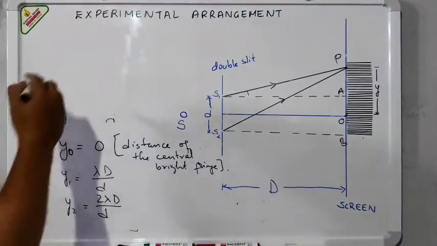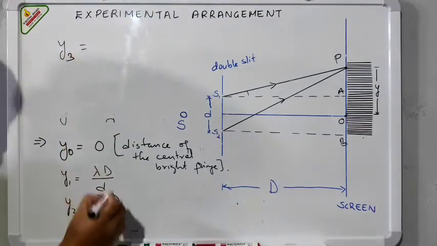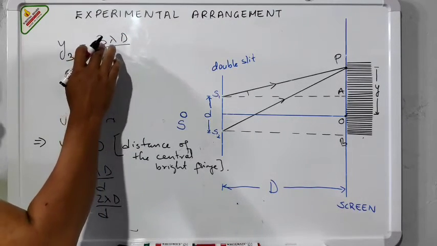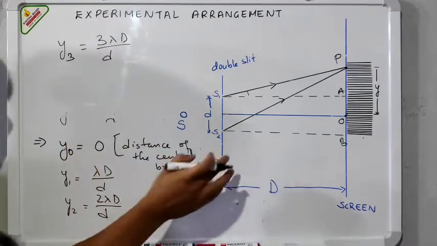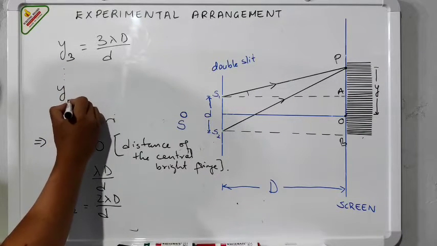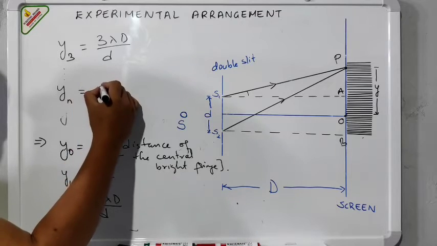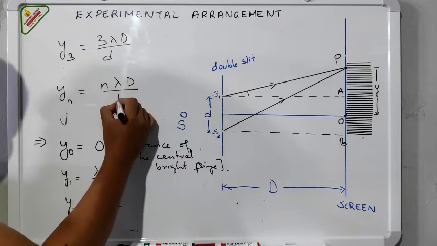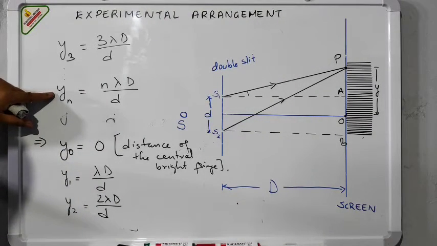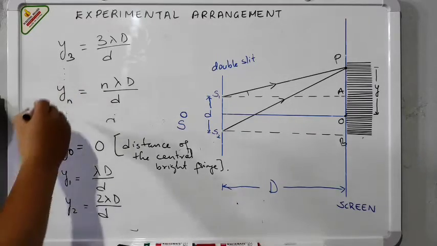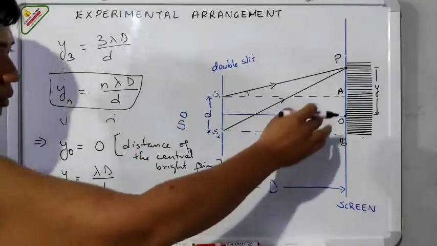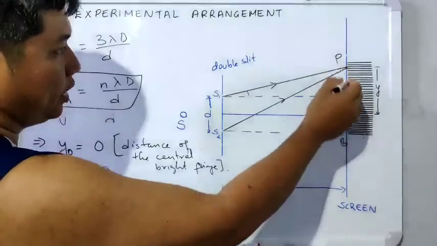Likewise, y3 will be 3 lambda D by d. It is the position of the center of the third bright fringe from O. Let n be the position of the nth bright fringe. It will be n lambda D by d. This is the position of the center of the nth bright fringe from O, on either side, on this side or on this side.